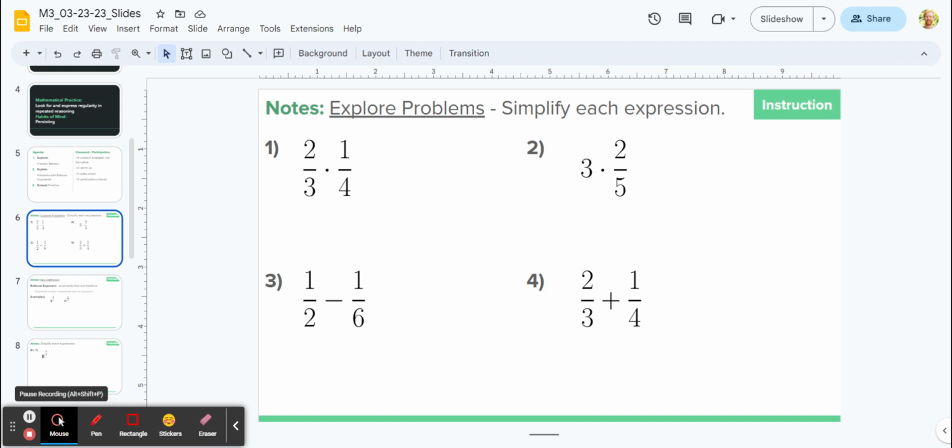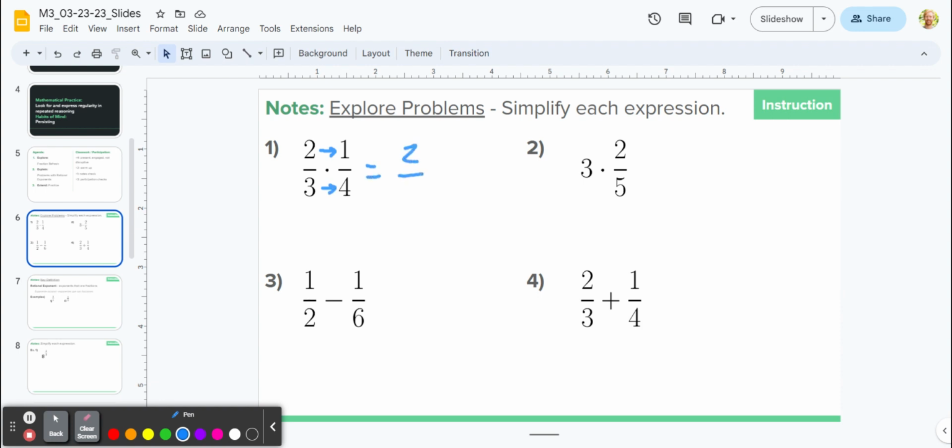Here are my quick explanations for all these. Problems 1 and 2, we are doing multiplication. For this, we basically multiply straight across for both the top and bottom. So we get 2 times 1, and on the bottom we get 3 times 4. There's going to be 2 over 12. And if we wanted to simplify that, we could expand it out and see that we have 2 over 2 times 6. The 2s would cross out, and we would get 1 over 6 as our answer.